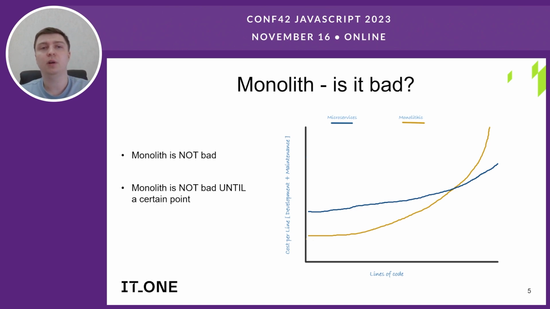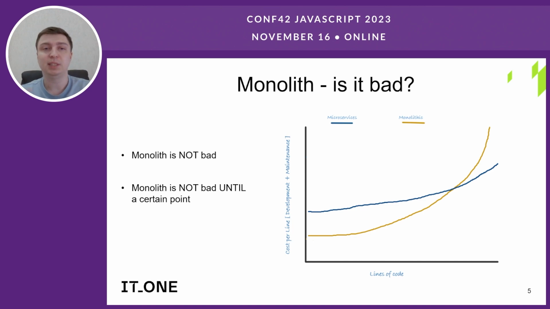The yellow curve is the monolithic approach. Initially, it's pretty cost effective. Everything is in one place, and it's easy to manage. But as the lines of code increase, you can see a sharp uptick in the cost. This is emblematic of the challenges in scaling and maintaining a monolithic application. As it grows, every change impacts the entire system, making it increasingly challenging to manage and update.